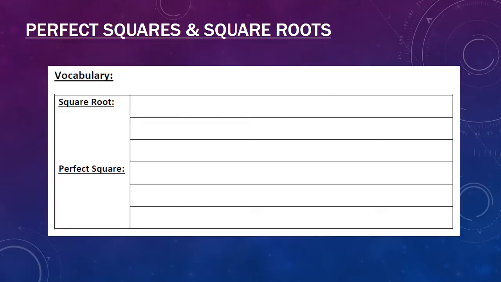Welcome back. We're going to do some quick vocabulary terms, so you will need a pen or pencil, and you can add some color here as well. So the vocabulary terms you have to know are square root and perfect square, and these are inverse operations of each other. So let's start with the square root.